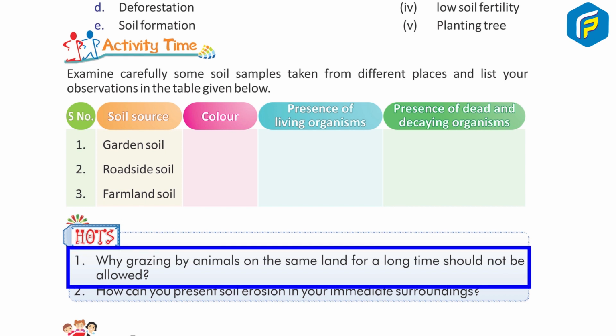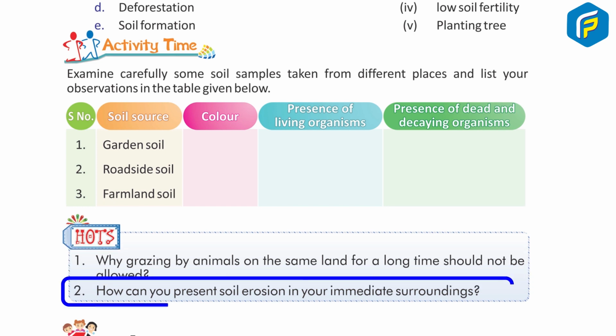HOTS. 1. Why should grazing by animals on the same land for a long time not be allowed? 2. How can you prevent soil erosion in your immediate surroundings?